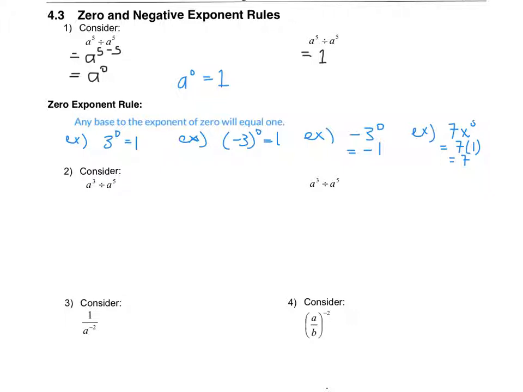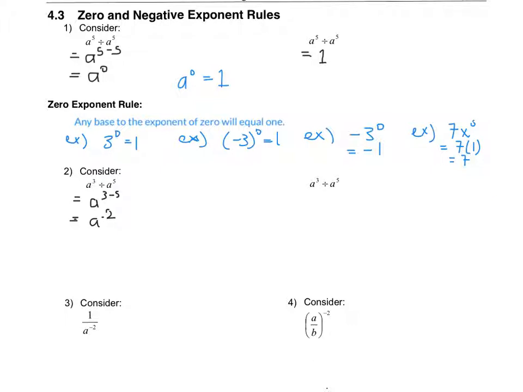All right, our next part, which leads us into our negative exponent rule. If we have a to the exponent of 3 divided by a to the exponent of 5, the rule for dividing is that we keep our base the same and we're going to subtract those exponents. So 3 take away 5 is actually equal to negative 2. So now we get this negative exponent that we have to worry about and work with.